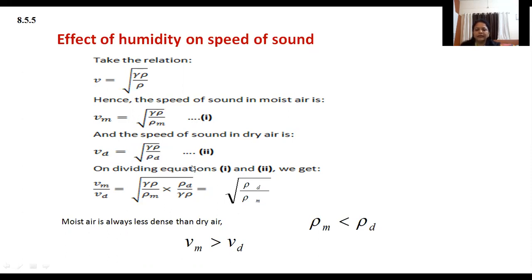On dividing equation 1 and 2, we get Vm upon Vd is equal to square root of gamma P upon rho m into rho d upon gamma P. Gamma P and gamma P will get cancelled, and we get only the square root of rho d upon rho m. Then as we know, the density of moist air is less than the density of dry air.